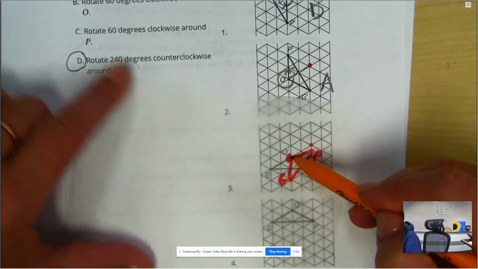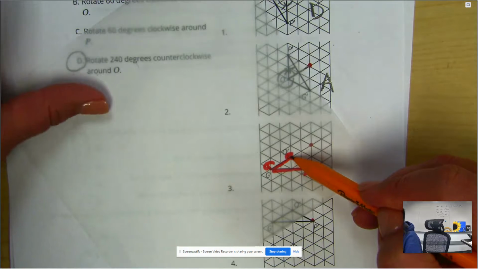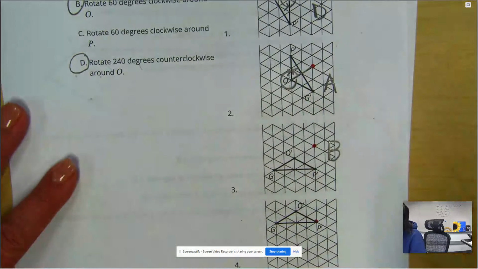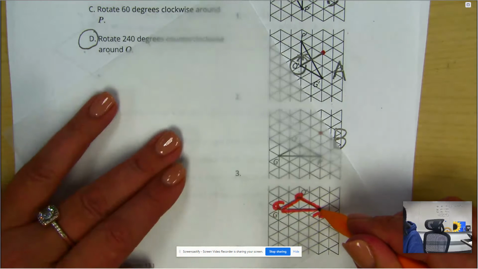All right, next one. Line that up around O. I've got 60 clockwise. Does that work? Boom. 60 clockwise around O. B. And let's make sure this last one, it says 60 clockwise around P. Yep, this time P lines up on top of P prime. 60 clockwise around P.